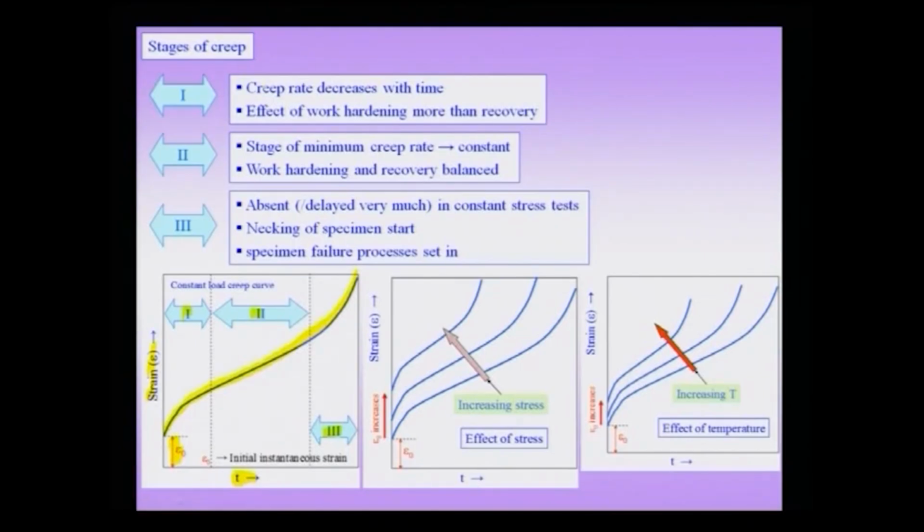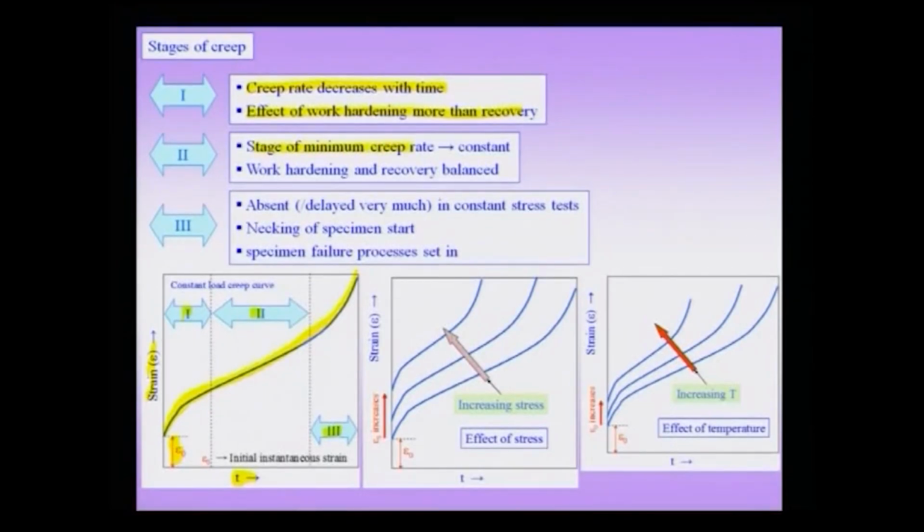In region 1, the creep rate decreases with time. You can see that the slope is downward sloping, that means the creep rate decreases with time, and the effect of work hardening is more than recovery. That means that here the work hardening is contributing to the increase in the strength of the material, which is leading to a decreasing creep rate.